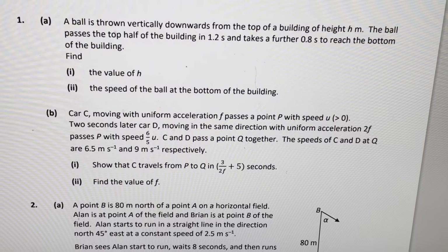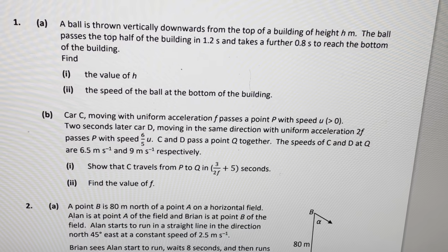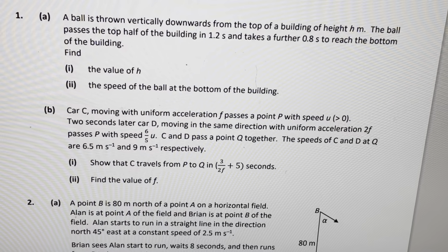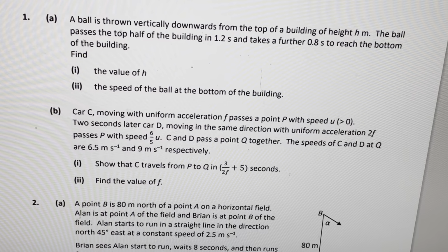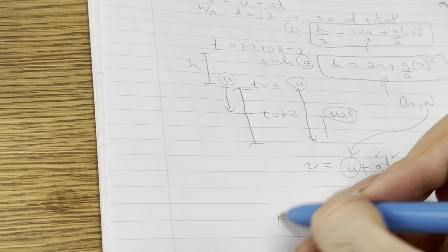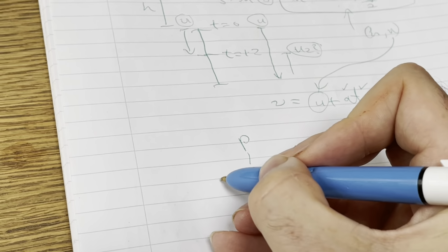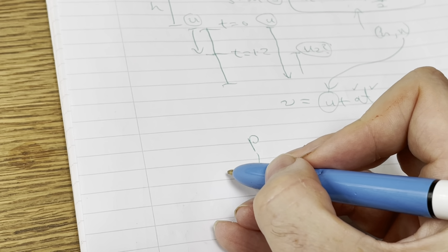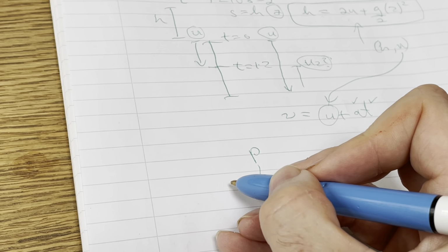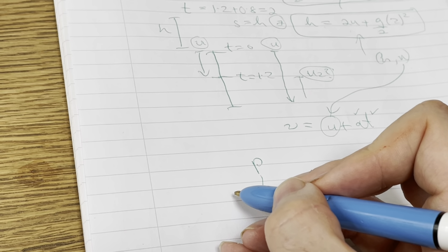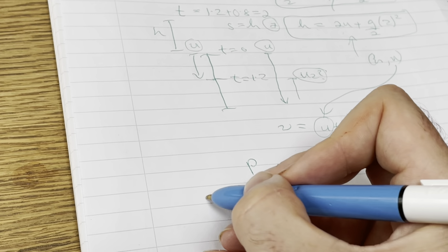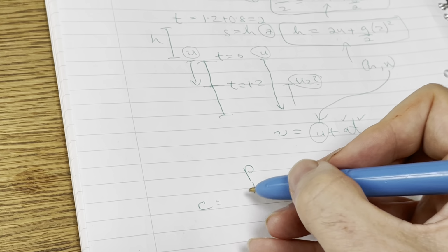Car C moving with uniform acceleration 2 seconds later, and then they pass point Q together. Okay, given a lot of information there. So you saw they pass P and then they pass Q. So let's put in all the information, given quite a bit, with speed. Okay, so C, and the diagram is fairly useful here.